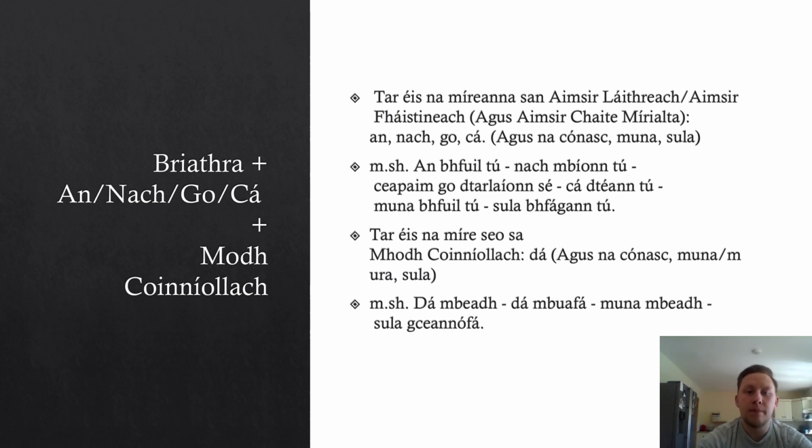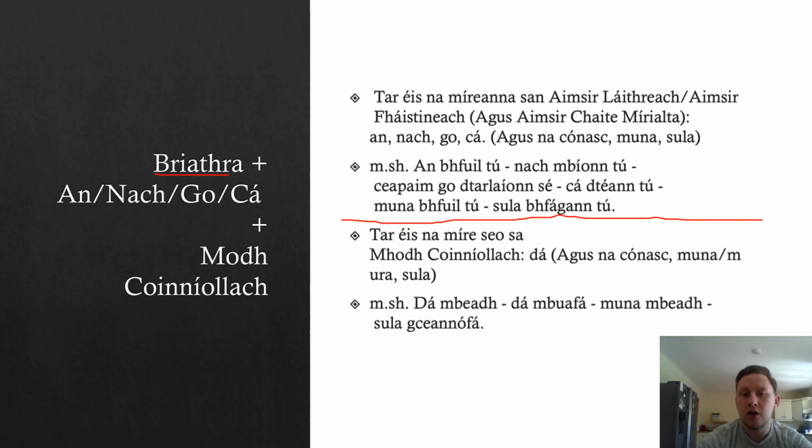I mixed these two in together as well, so we have a verb plus the words "an", "nó", "go", and "cá". So we have a verb plus the words, and then we have the tenses. These are split in two, so I'll just put a little line here, just for example. Tar éis na mbriathra, an aimsir láithreach, aimsir fháistineach, agus an aimsir chaite mhírialta.